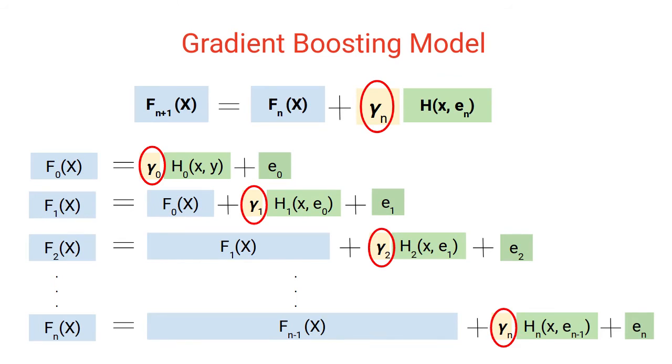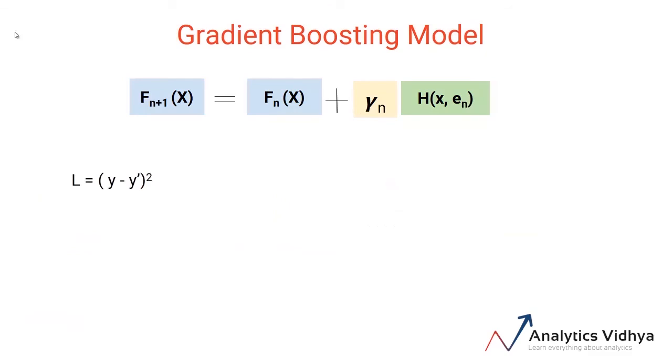So we'll use the gradient descent technique to decide the right value of these coefficients gamma, such that we minimize the loss function. Now let's dive deeper into this equation and understand the role of the loss function and gamma. So let's talk about the loss function first. Recall this loss function for regression: (y minus y dash) whole squared. Here y is the actual target value and y dash is the predicted value from the last model. So the squared difference of these would give you the loss.